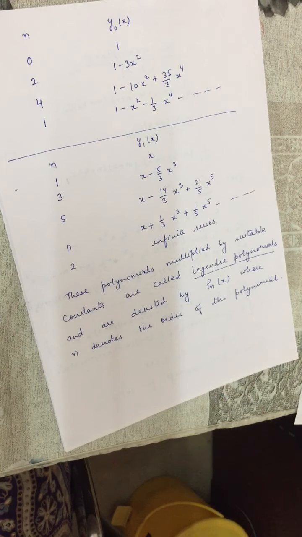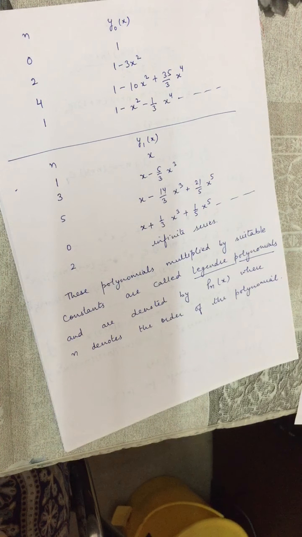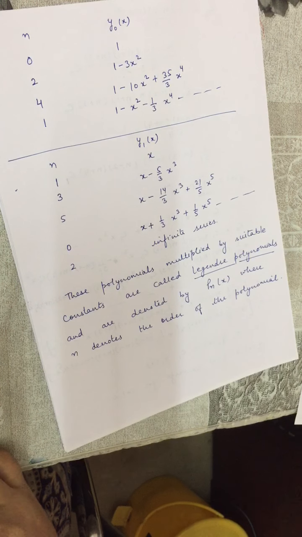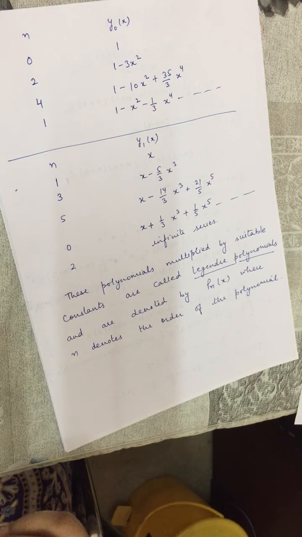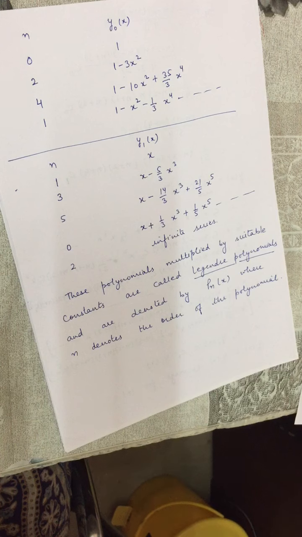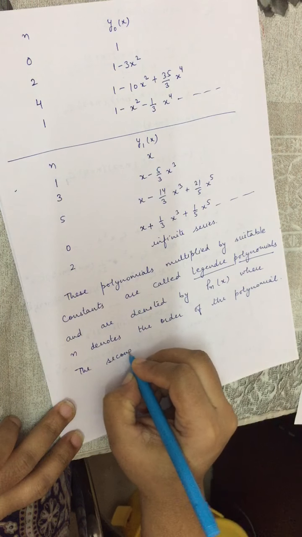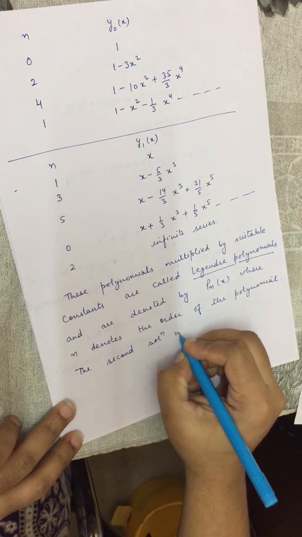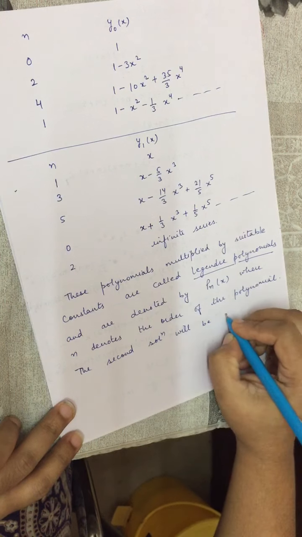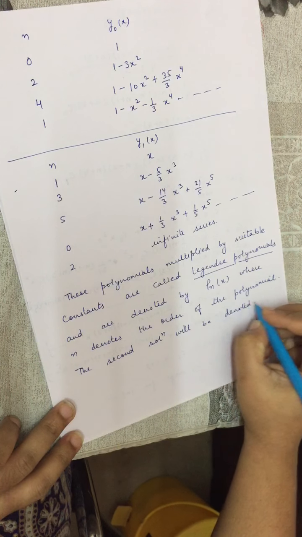Therefore, we can see when n takes integral values, one of these two linearly independent solutions y0 and y1 is a Legendre polynomial, and the second independent solution is an infinite series. So we will denote the second independent solution by Q n x.